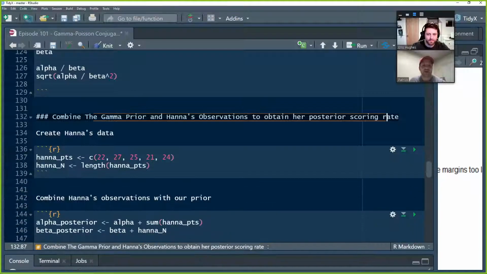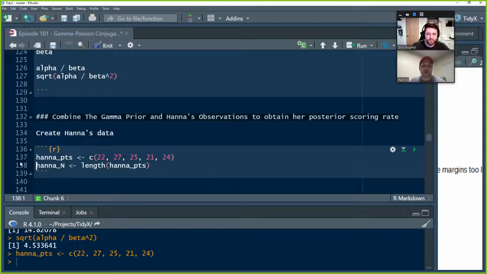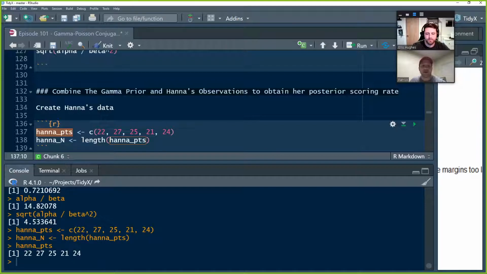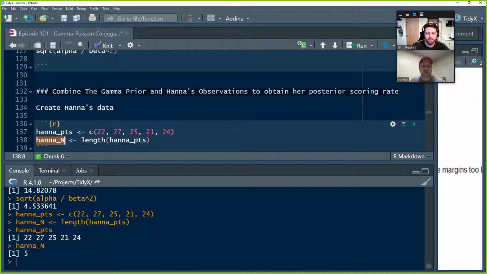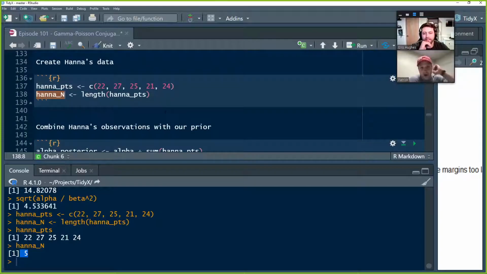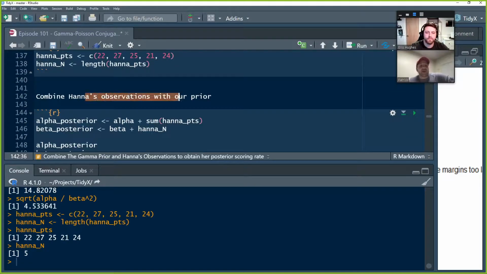And now we are ready to rock and roll here and combine some information. So we've got Hannah's data. We've seen 5 games. That's her scoring, and the length is just saying it's 5. So we've seen 5 games. Great. Perfect. All right, so how do we combine this information?